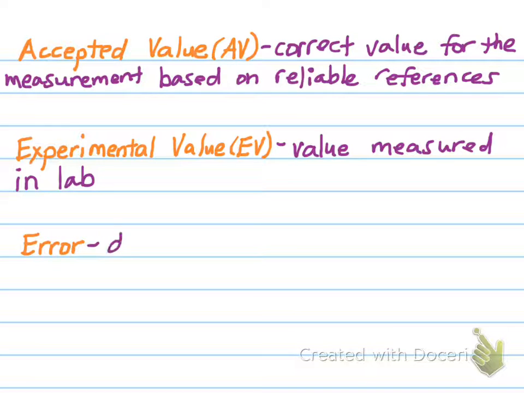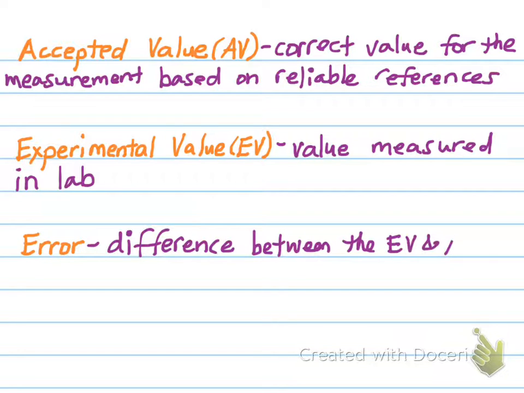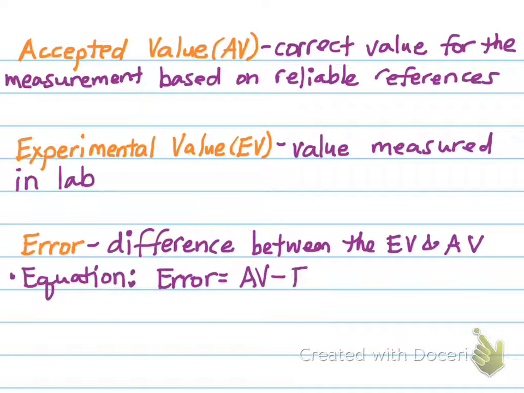Error is defined as the difference. And remember, when we're talking about difference, we're going to be doing subtraction between the experimental value and the accepted value. So an equation for error is that error equals accepted value minus experimental value.